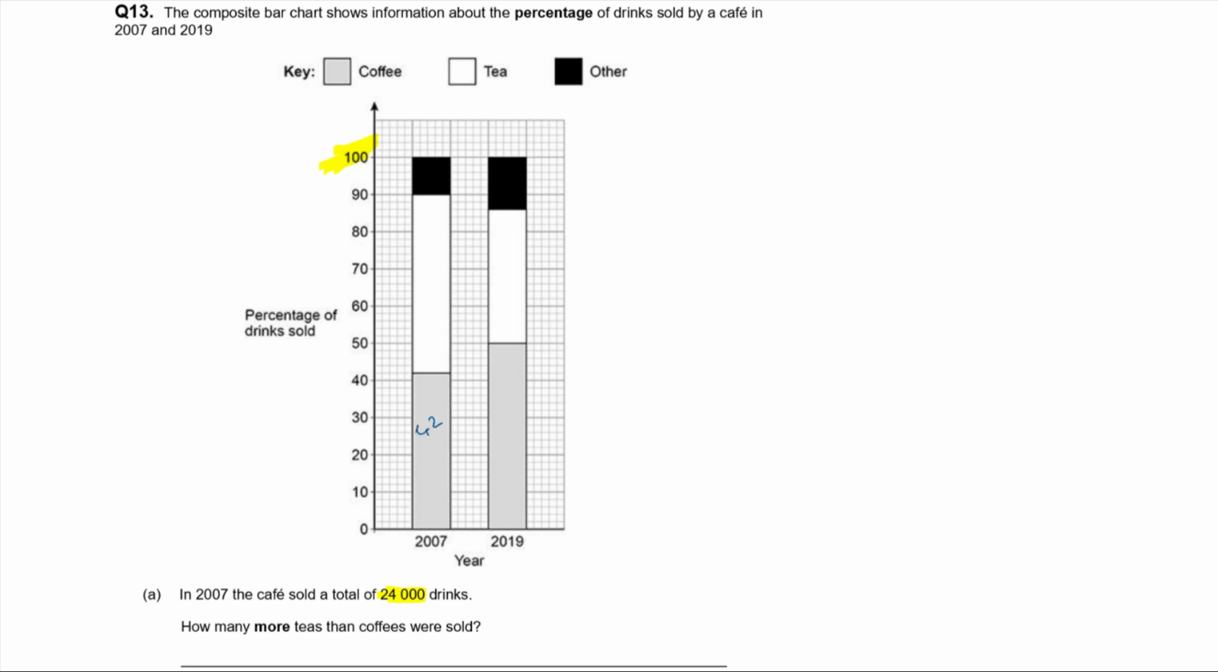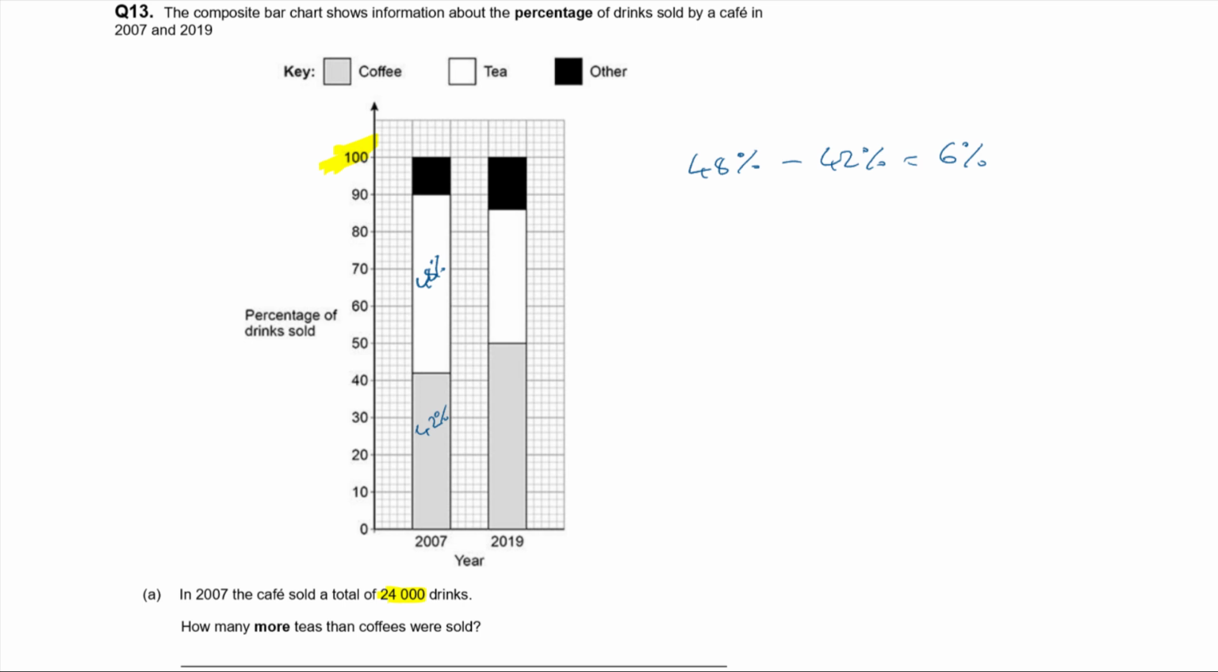Okay, so 42% then of the sales were coffee. What about tea? Tea goes up from the 42 all the way up to 90. So 90 take away 42, that's 48, isn't it? So 48% of the sales are tea. So what as a percentage, how much more tea was sold compared to coffee? Well, 48% minus 42% is 6%.